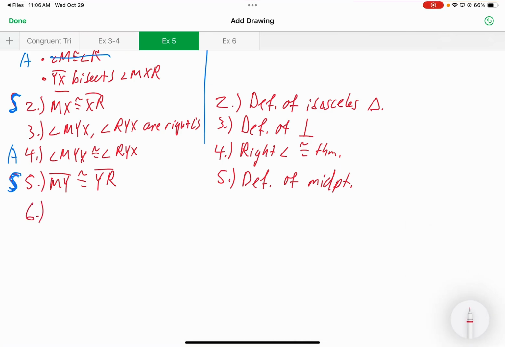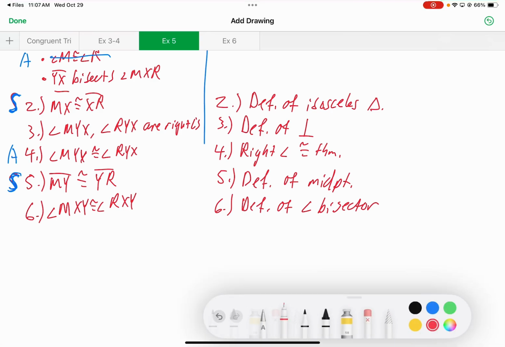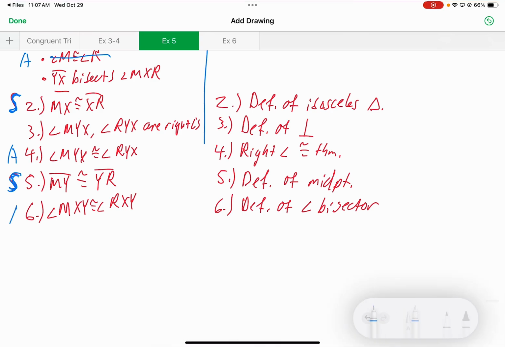So 6 is going to be angle MXY is congruent to angle RXY. And my reason for that would be what? It's because that angle was being bisected, right? So would it be fair to say definition of angle bisector? Sounds good to me. There's so many things. Don't worry, I have kind of like a word bank that's going to be coming your way soon. Make it a little easier.